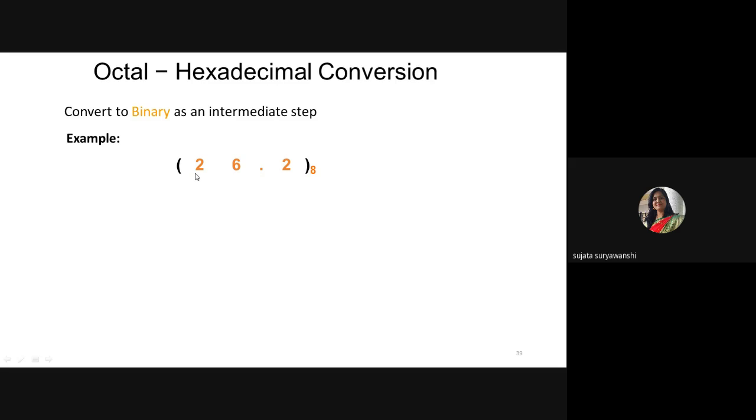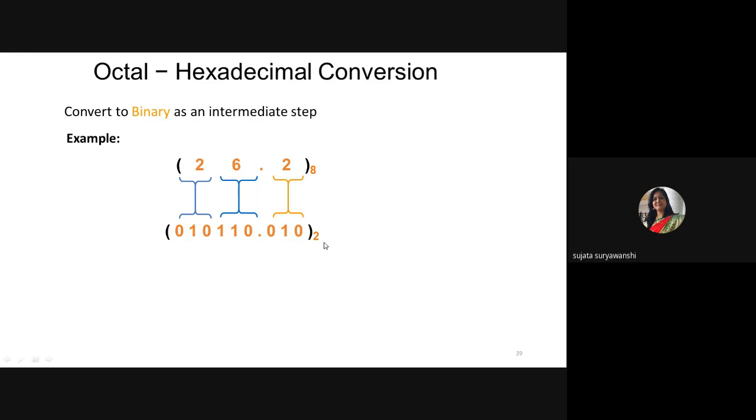The magnitude of 2 is 10. But while we are converting from octal to binary, we need to consider 3 digits every time. We can't write 10 or 0010 in 4-digit form here. So for 2, we can write 010. For 6, we can write 110, and for 2 again we can write 010. So 2 is represented by 010, 6 is represented by 110, and 2 again by 010. So we get this number in the form of binary.